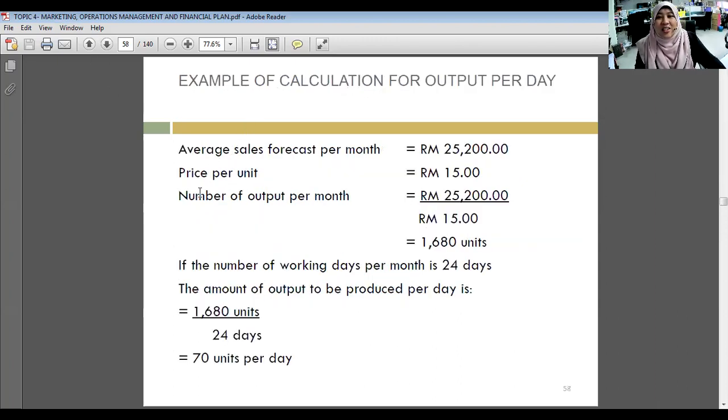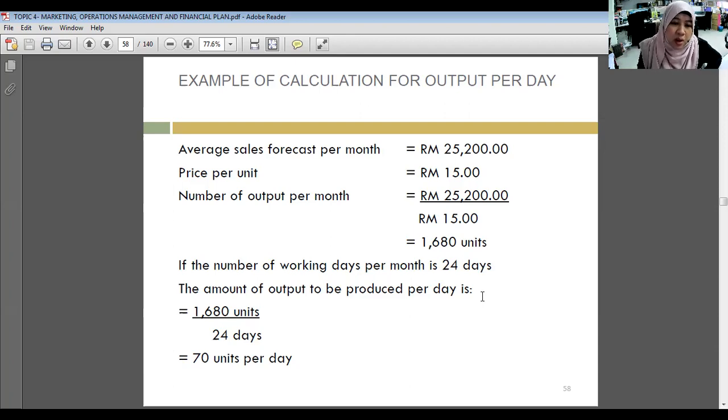Then the example of the calculation for output per day: let's say the average sales forecast per month is estimated at 25,200 ringgit, and the price per unit is 15 ringgit. So the number of output per month that you produce is 1,680 units. This is basic business mathematics. Don't even ask me, madam, how you get these figures, just divide it. And if the number of working days per month is 24 days, the amount of output to be produced per day will be equal to 1,680 units per month divided by 24 days, which is the output produced per day.